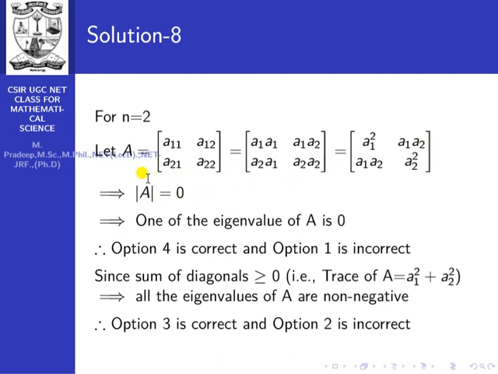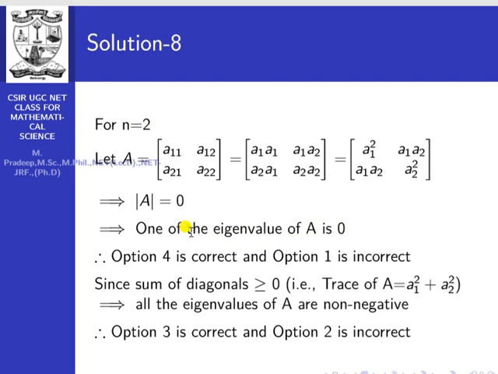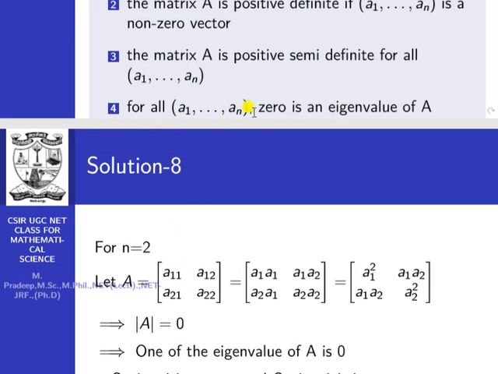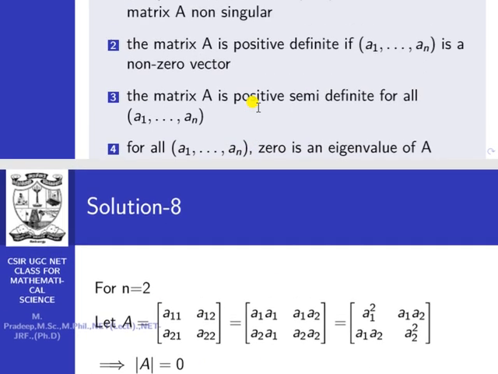Determinant A equal to 0, what is the meaning? One of the eigenvalues should be 0. So one of the eigenvalues of A is 0. I checked for n equal to 2, and if you check for n equal to 3 we get the same, determinant A equal to 0. So what is the conclusion? What does option 4 say? For all a1, a2, an, 0 is an eigenvalue of A. For any a1, a2 we take, determinant A will be 0. So option 4 is correct. What is option 1?